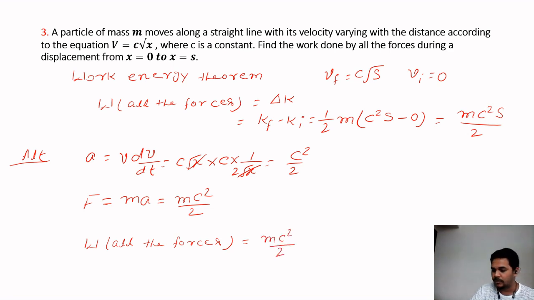So here, work done by all the forces. The work done formula we already know: F into S, force into displacement. The force is positive and the particle also moves in the right direction, so the angle between them is 0. The force is given as m c squared by 2, and the displacement, with final S and initial 0, is S itself. So it will also be m c squared S by 2.